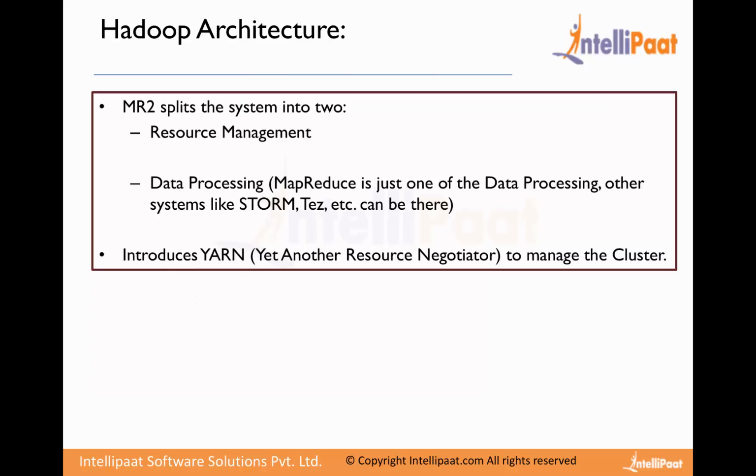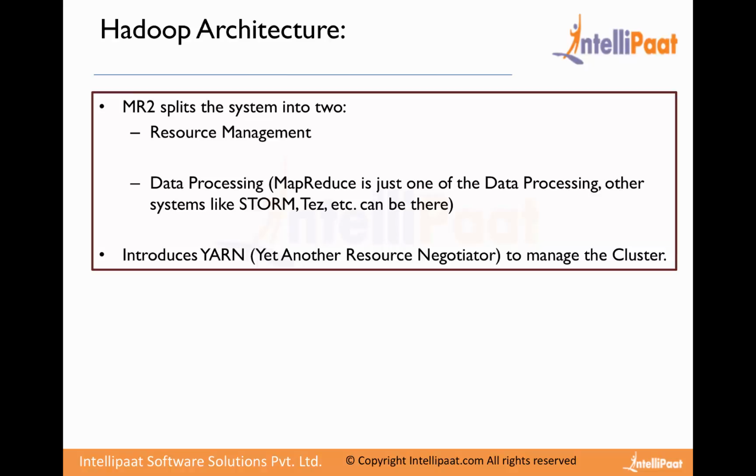So MR2 splits the system into two. Resource management is separated out, and data processing is separated out. When I say data processing, MapReduce is just one way of doing distributed computing, as I told you a long time back. Over a period of time, a whole lot of other data processing systems evolved, like Storm, Tez, Spark, a whole lot of things came into the picture.